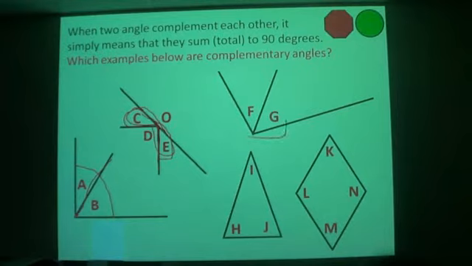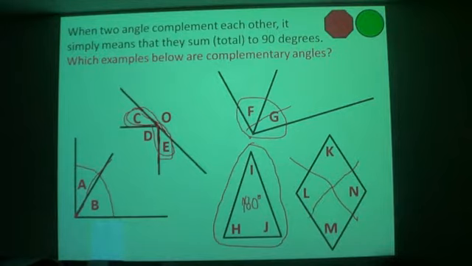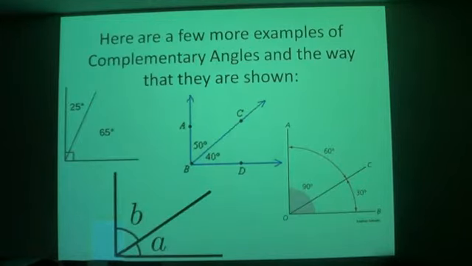And it looks like this does not work. And here we have angles H, I, J. They sum to 180 degrees, and nothing here is complementary, so those are not complementary angles, and neither is this. So, all right. Here are a few more examples of complementary angles and the way that they are shown.